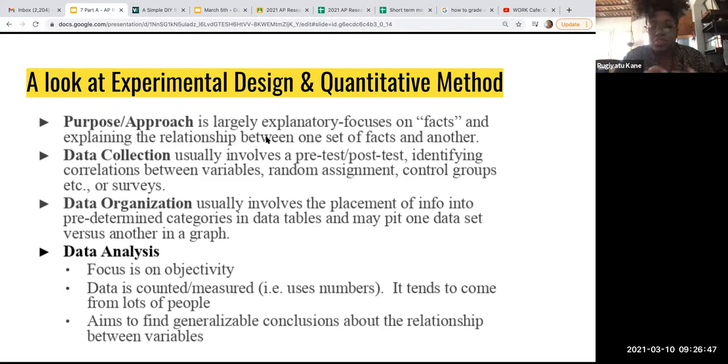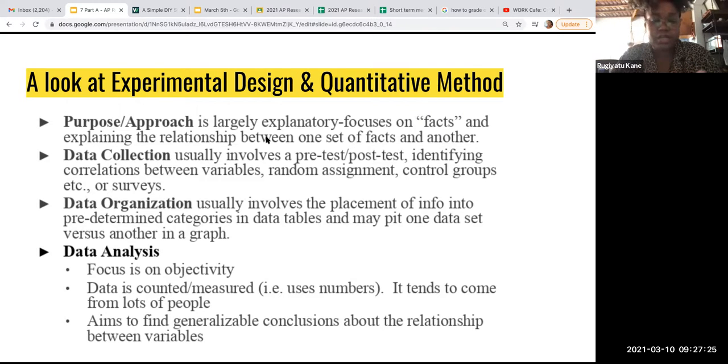Data collection in experimental and quantitative research typically involves a pre or post test, or identifies a correlation between variables. It can be through random assignment, so participants don't know what they're going to get, or a controlled group, where, like the example I mentioned, if we were to add in that question beforehand, where we're asking the participants if they believe that they have good or bad memory, then you'd be able to have a control group versus not, or through surveys.